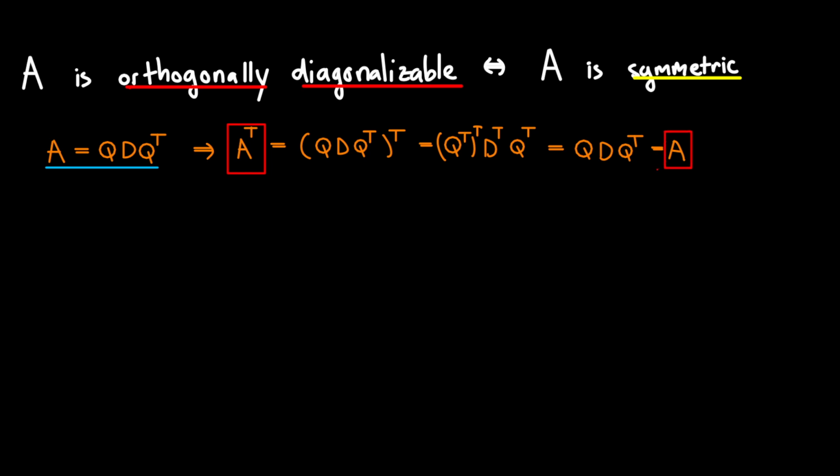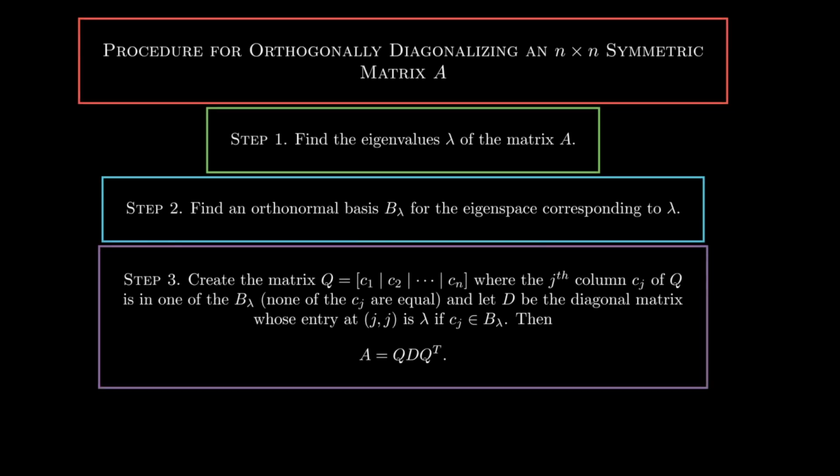Now it will turn out that if A is symmetric, we can also orthogonally diagonalize it, and that's a much more complicated proof, so we won't do it here. And instead, what we're going to do is just move straight on to the procedure for orthogonally diagonalizing a matrix, which will come up in a moment. Here it is. So here is how we orthogonally diagonalize a symmetric matrix.